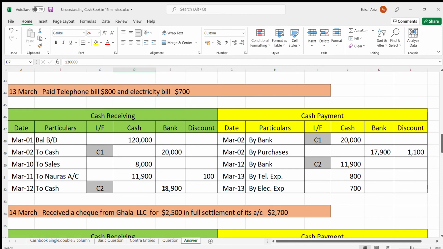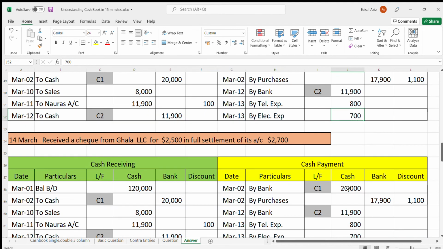Similarly, on 13th of March, it mentions paid telephone bill $800 and electricity bill $700. So these are cash payments. I've mentioned by telephone expense, by electricity expense, and the amounts 800 and 700.